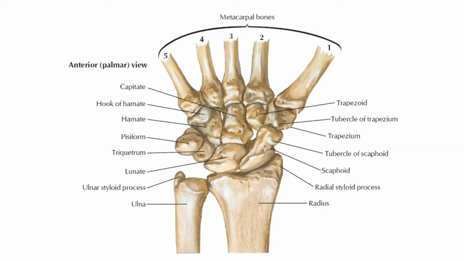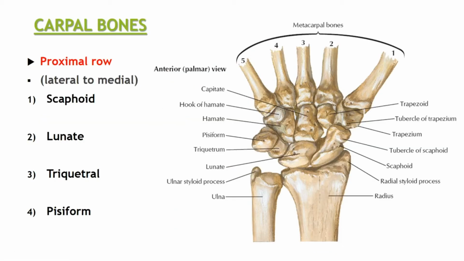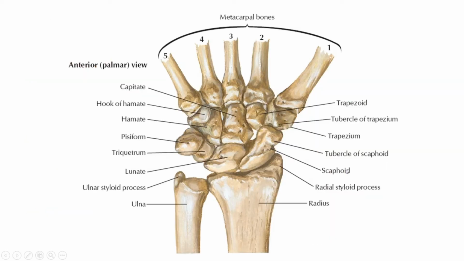Again showing the image of the carpal bones, you can see these carpal bones are present distal to the radius and ulna, and proximal to the metacarpals. So these are the 8 carpal bones.